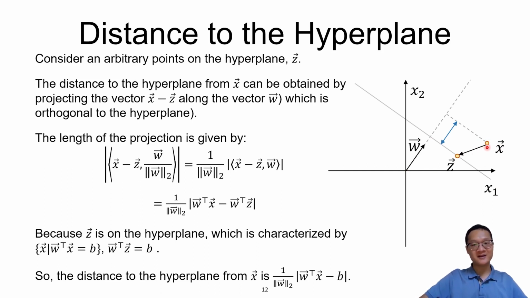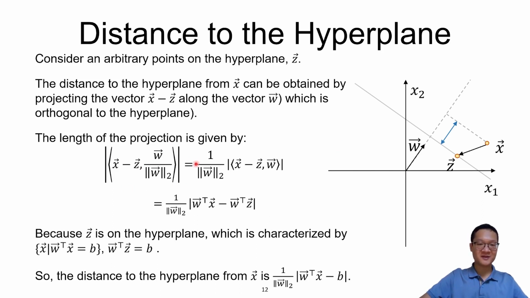We can do this by taking the inner product between the vector from x to z, or z to x. I think we did z to x before on the written notes, but it's the same because of the absolute value. So we take the vector from x to z, and then we do the inner product with a unit vector in the direction of w. So that is going to be given by here.